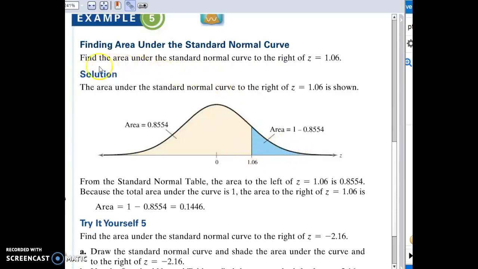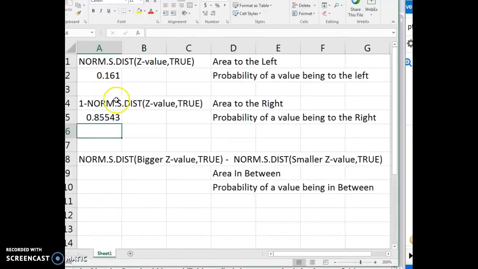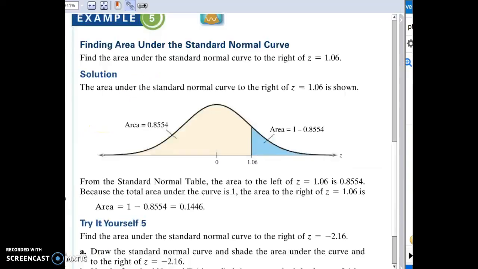Another way of phrasing that is finding the area under the normal curve from that z-value onward to the right. And so we're going to use that similar formula in Excel. We're using our z-value here of 1.06. And if we use just that exact same formula, we get the probability of being, again, to the left of that mark. And so the whole area under the normal curve has to add up to 1 or 100%.